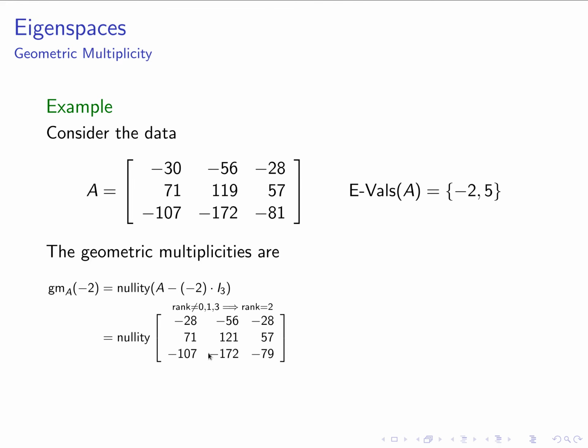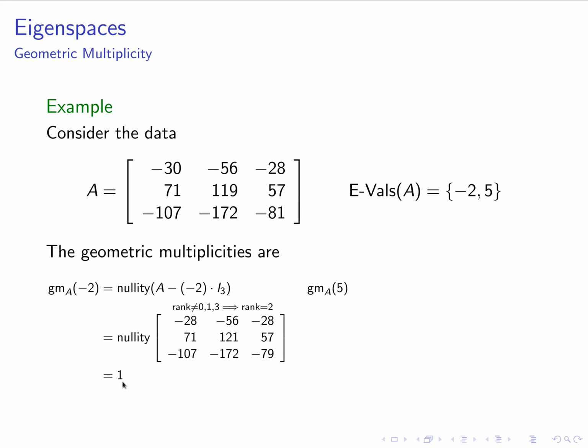And if the rank of this matrix, this 3 by 3 matrix, is equal to 2, that means that the nullity is equal to 1. So this is our first geometric multiplicity calculation. The geometric multiplicity of -2 as an eigenvalue of this matrix is equal to 1 here.